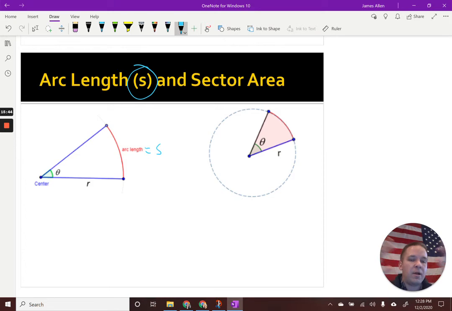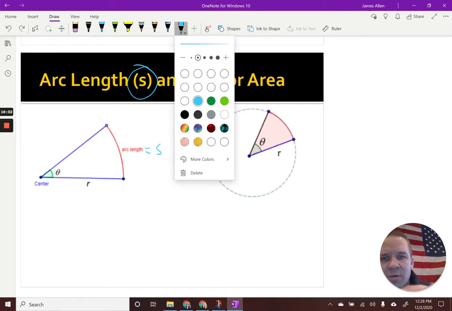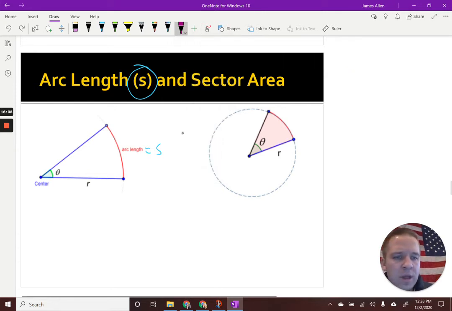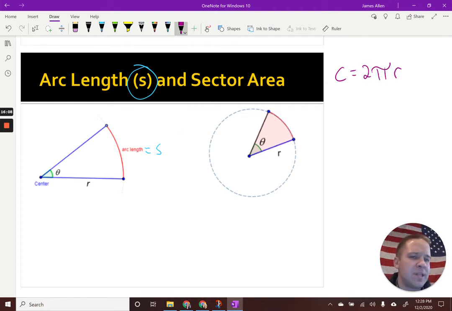So we can expand upon that a whole lot. An arc length is just a portion of our circumference. So let's start with if theta is in degrees, and then we'll also work with radians. Well, what do we know about circumference? Let me change colors real quick. I'll go with purple. Circumference is equal to 2 pi r, or pi times diameter, right? And arc length is just a portion of that circumference.